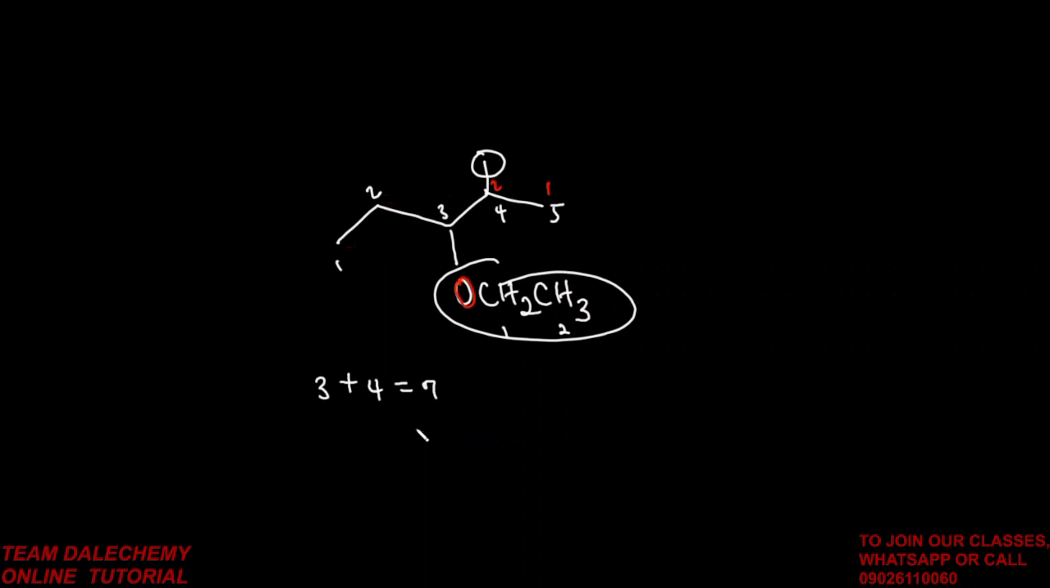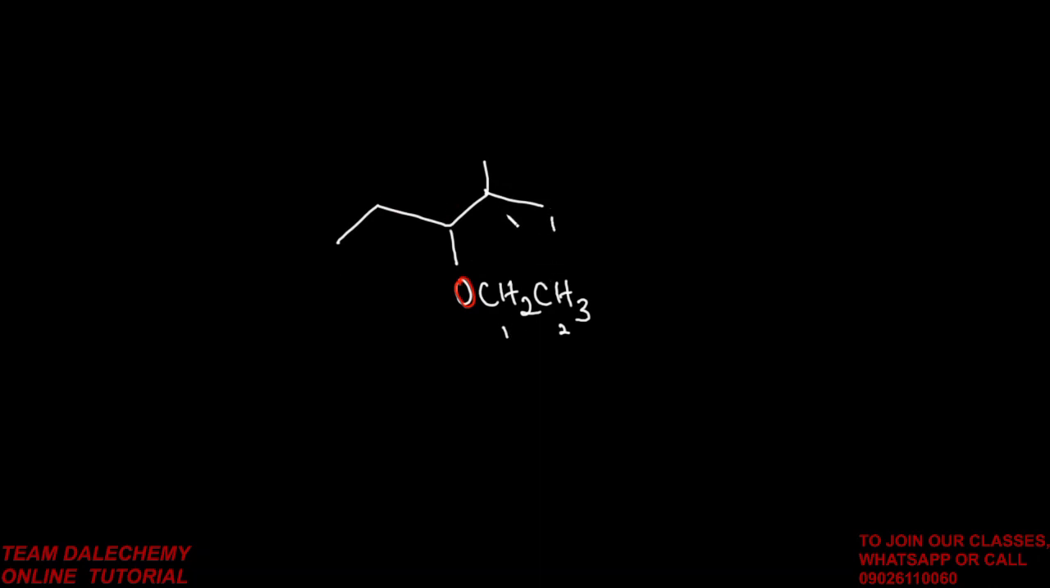So you follow the numbering from the left, because it gives the lowest numbering to the substituents. So you follow this 1 2 3 4 5. So we have position 3, we have 3 ethoxy. Ethoxy comes before methyl, so that will be 3 ethoxy, 2 methyl pentane. So the parent will be pentane.